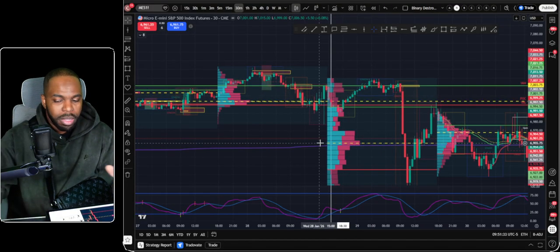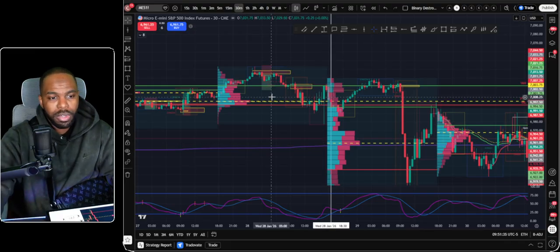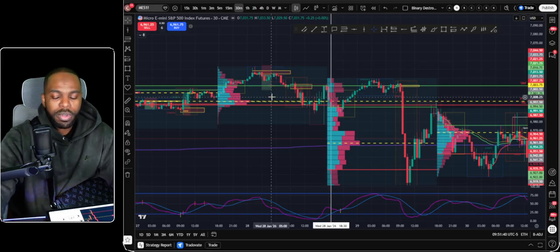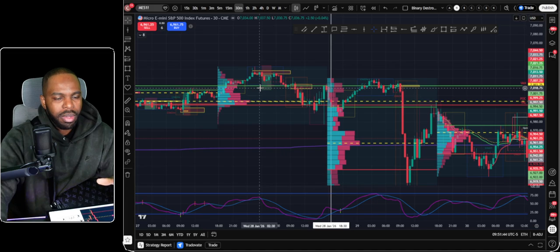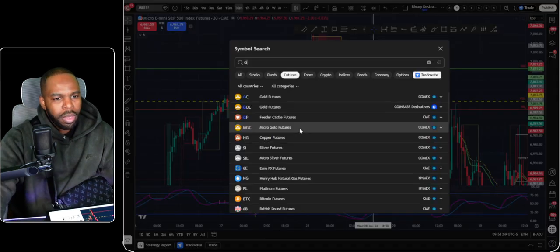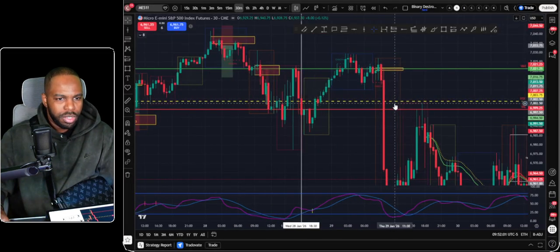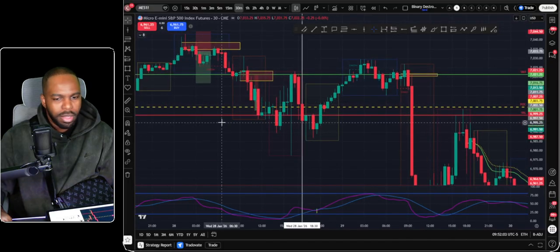Okay, I'm completely taking it off because I don't need this on my chart. I don't want to clutter my chart, so I'm going to take this off so I can have a clear chart. And as you can see here, I took the session volume profile off my chart.